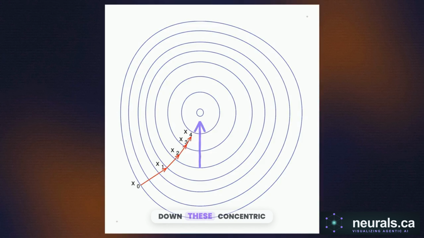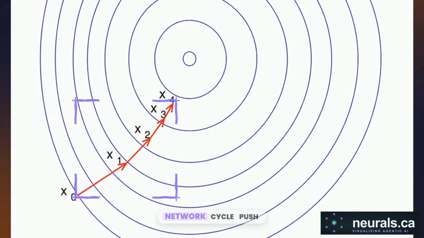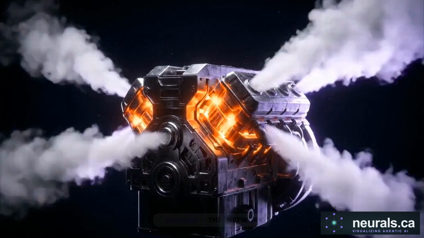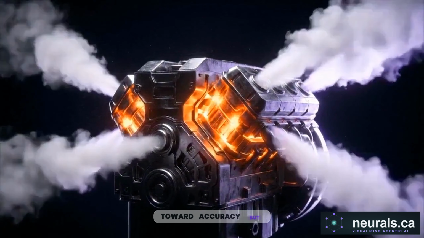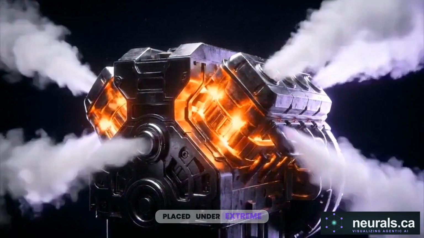We walk down these concentric lines toward the center point of minimum error. Each red arrow represents one full neural network cycle. Push data forward for a prediction, propagate error backward. One forward, one backward. One step down. Backpropagation is the physical machinery dragging the network toward accuracy. But like any mechanical engine, it has absolute limits when placed under extreme stress.